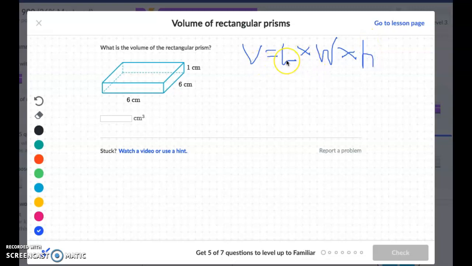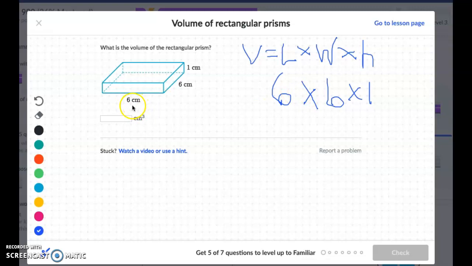The length of this rectangular prism is 6. The width is also 6. And then the height back here is 1. So 6 times 6 is 36, times 1 would be 36.